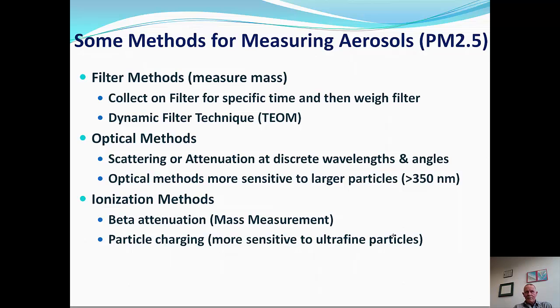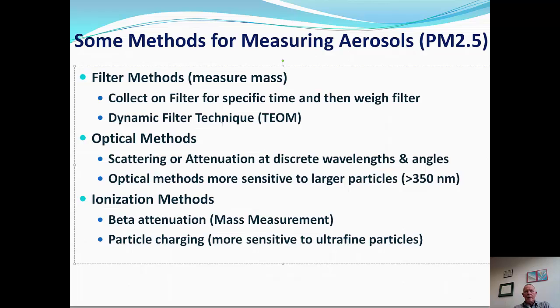There are some dynamic filter techniques, ones in particular used in the U.S., called a tapered element oscillating microbalance. It's a TEOM, T-E-O-M. And that's just a device that deposits particles on a filter, but the filter vibrates. We'll talk about it a little bit more. Then there are some other techniques.